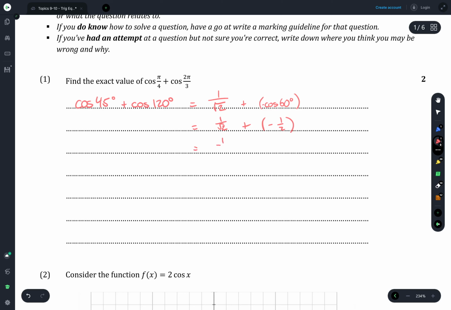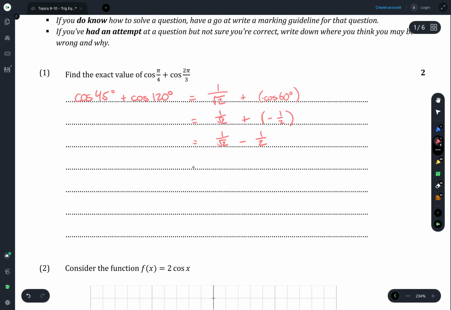This can then be simplified to be 1 over root 2 minus 1 over 2. And what we should look to do from here is put these fractions into one fraction. So we'll subtract these two fractions. Top left times bottom right is 2. Bottom left times top right is root 2. And then multiplying the two denominators, we have 2 root 2.